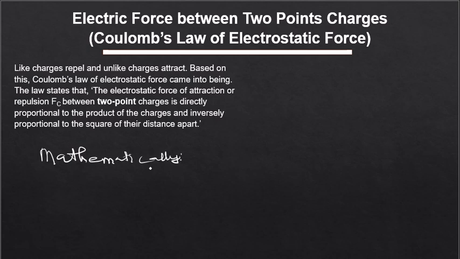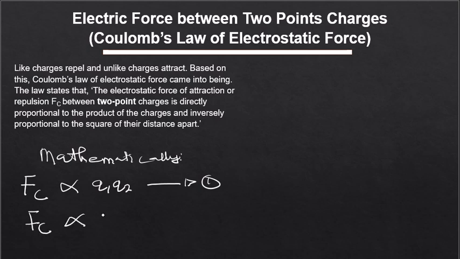Mathematically, we say force of attraction or repulsion Fc varies proportionally to the product of the charges, call it Q1 and Q2. So this is the first expression that we have. This same force of attraction or repulsion is also inversely proportional to the square of their distance apart. So we have 1 over r squared. This becomes our equation 2.